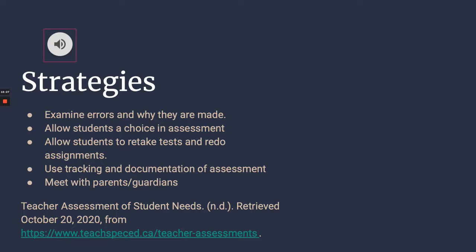Use tracking and documentation of assessment, which is the ongoing gathering of data, to document student progress and the effectiveness of a strategy. Some examples are rubrics, checklists, observations, tests, and self-assessments. Lastly, you want to meet with parents and guardians to discuss concerns and get information.